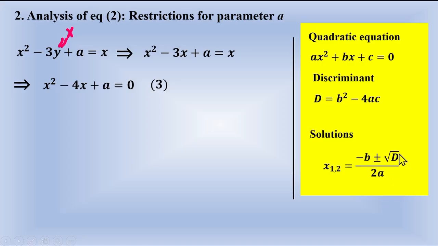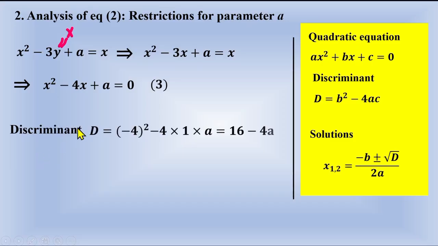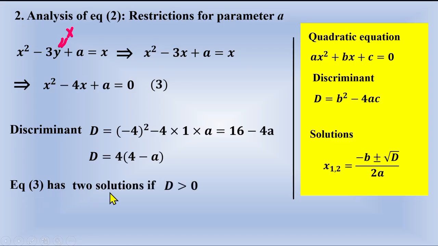We see that if the discriminant is greater than 0, we have two different roots. We apply the concept of discriminant here. We can calculate the discriminant. So it is here. We factor 4, and we have this formula. Then we know that equation 3 has two solutions if the discriminant is greater than 0. So we use this in this form.